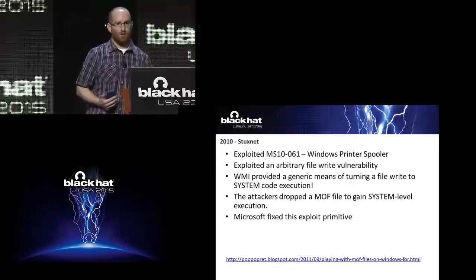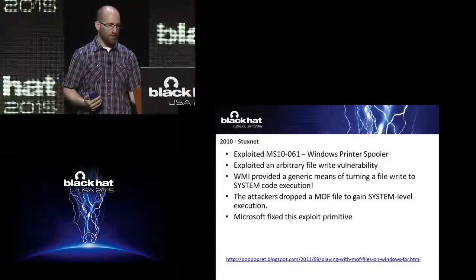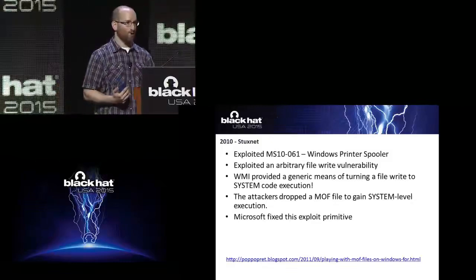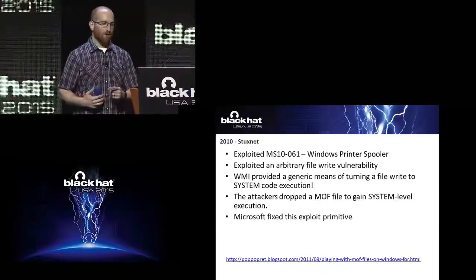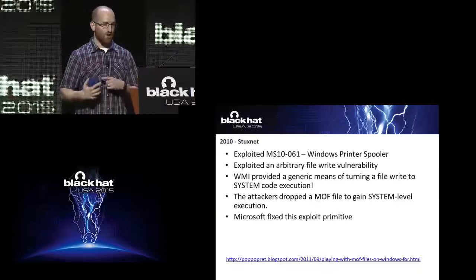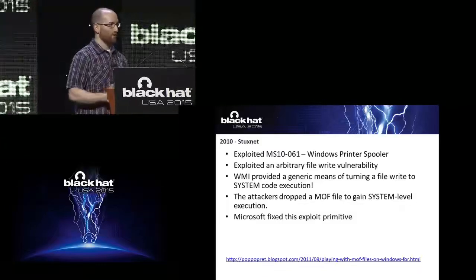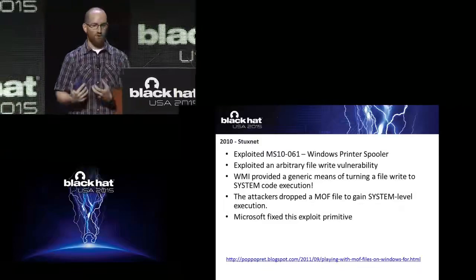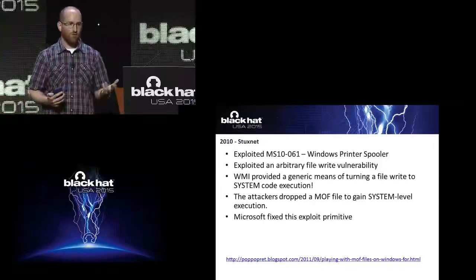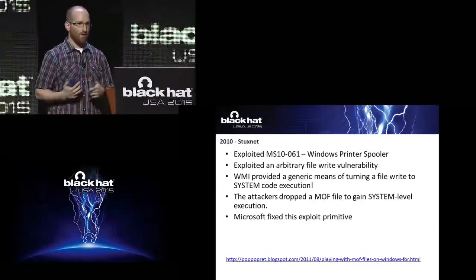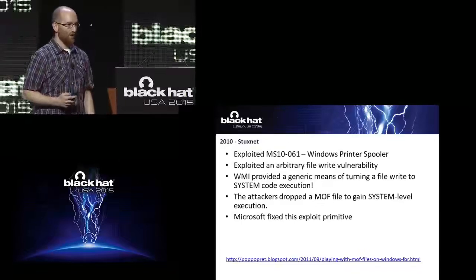So what the attacker did was they dropped one of those MOF files, which had embedded within it a permanent WMI event subscription. So they dropped it into a very specific directory, and then there was basically a watchdog process that would monitor that directory, and if it detected that there was a new MOF file present in there, it would go ahead and consume it, and you would automatically persist and gain code execution in the system context. So Microsoft fixed this exploit primitive so that that watchdog process will no longer just happily go consume any MOF file present in that directory.